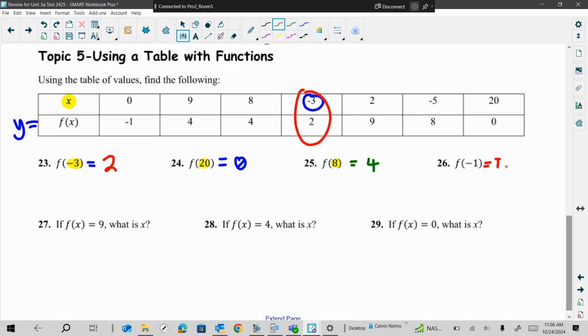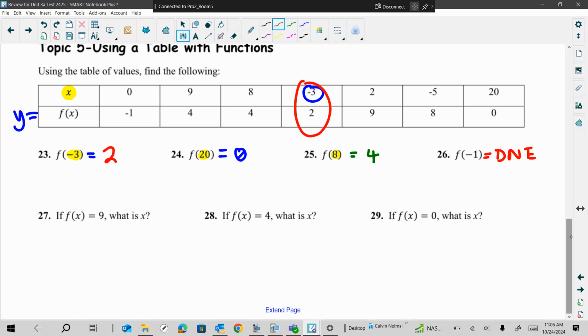Yeah, does not exist. Do you have a negative 1 on the x row? No. So you cannot answer it. I think some of you might miss that, how I explained that. If the number is not in the table, then you cannot answer it. Yeah, does not exist. All right.